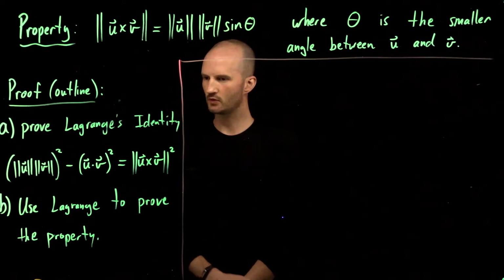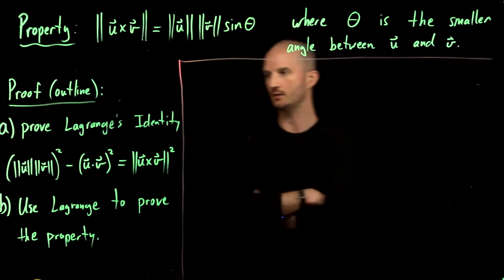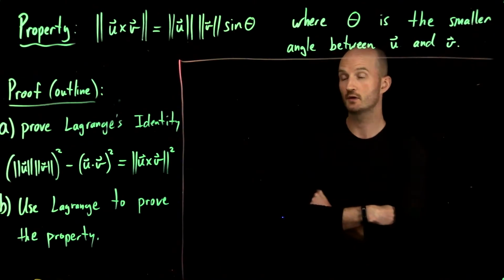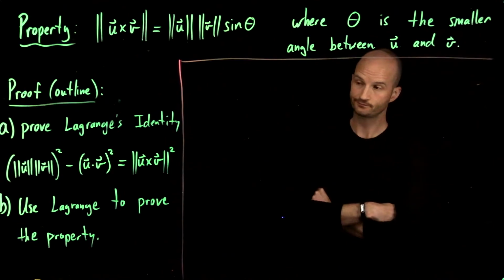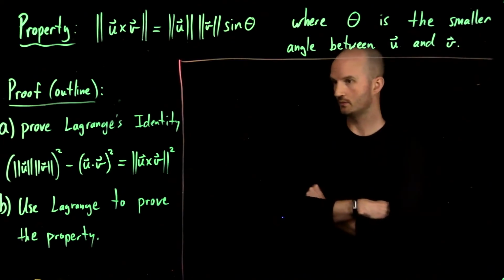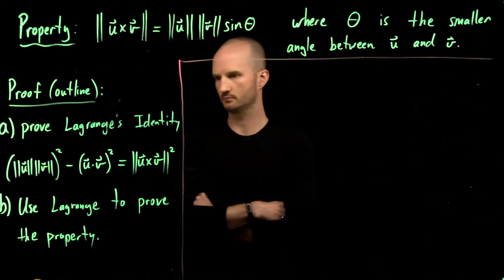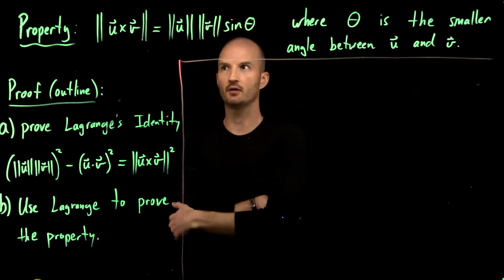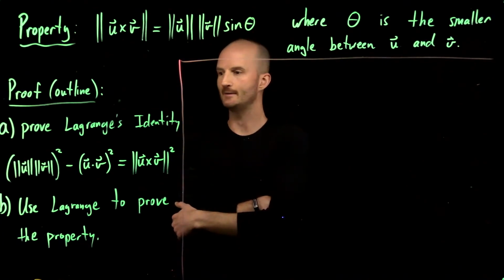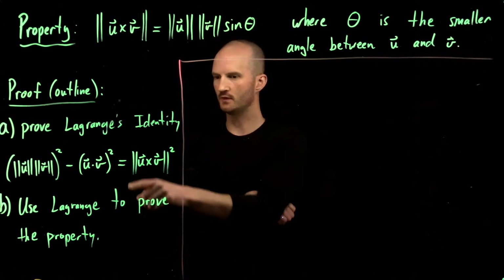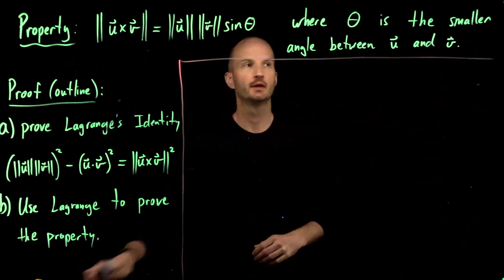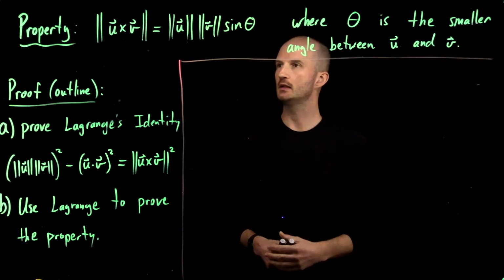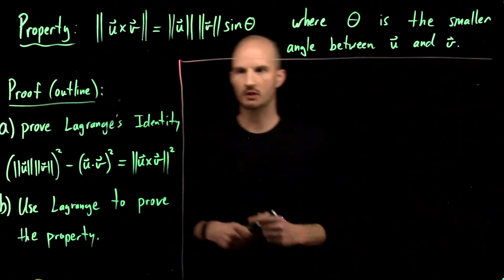It's fairly straightforward to replace u dot v with the formula we have for that involving cosine theta. And then you can make your sine theta appear and prove that this is true. Anyways, just want to give you a quick outline of that. But let's see something geometric here.